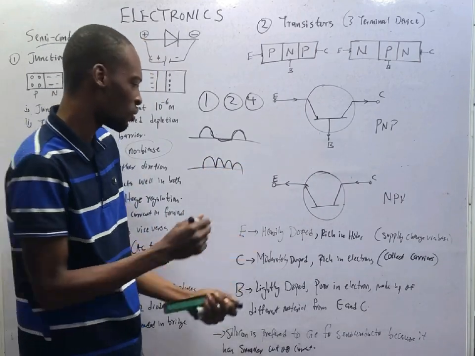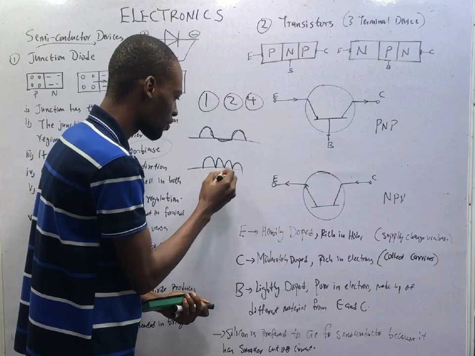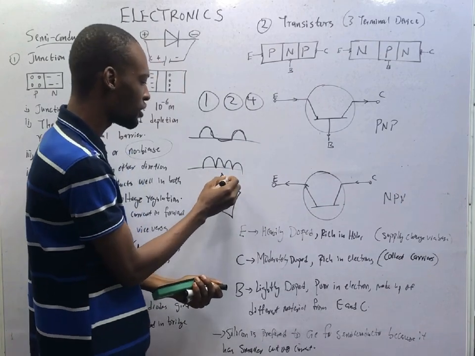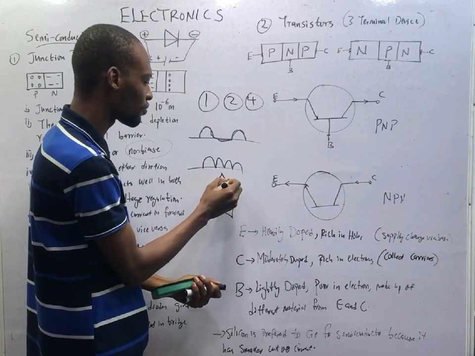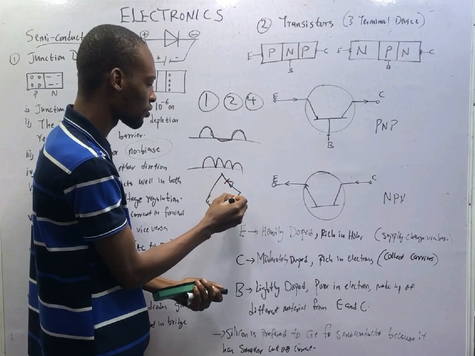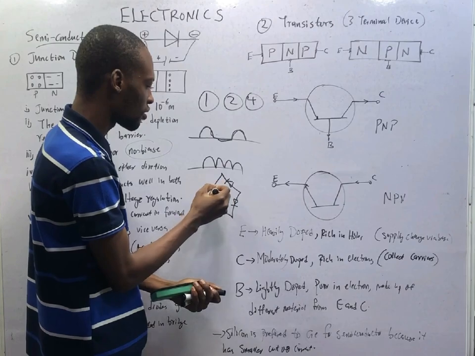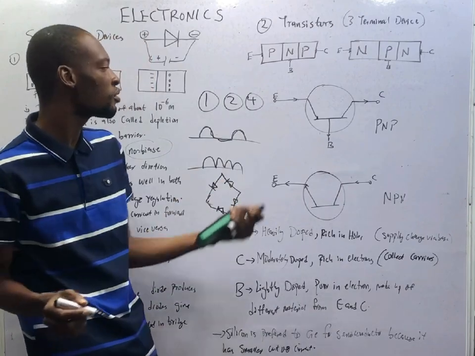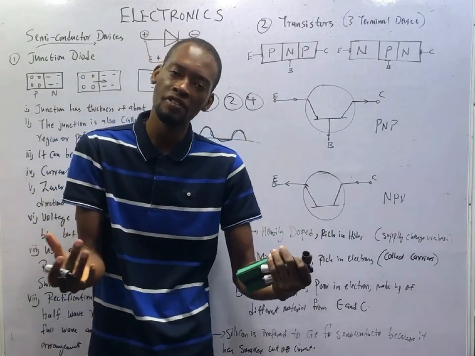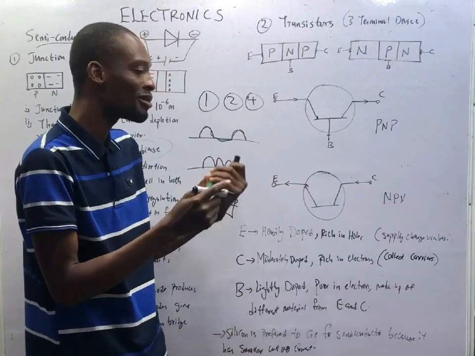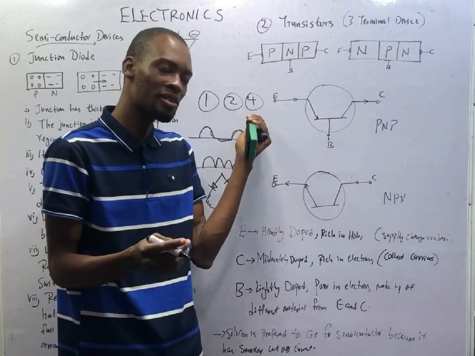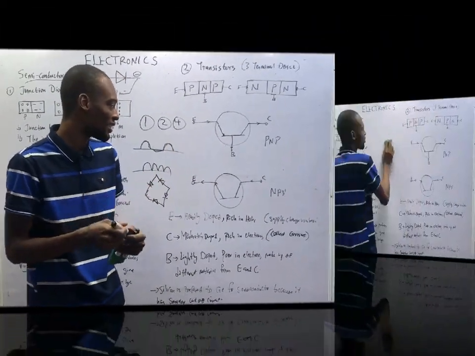Now, for a bridge circuit, something like this, bridges. For bridge circuits, you use four diodes. So, for half wave rectification, one diode. Full wave, two diodes. For bridge, four diodes.